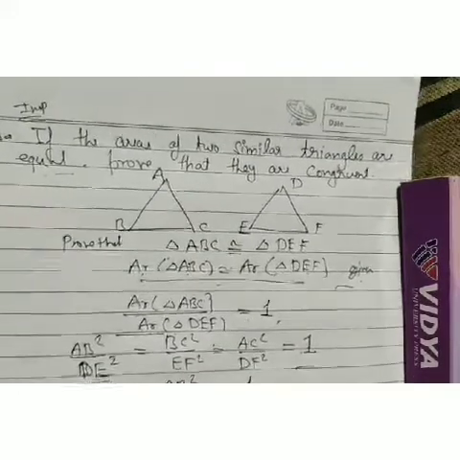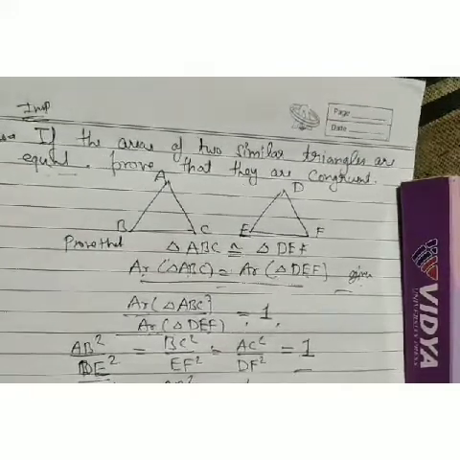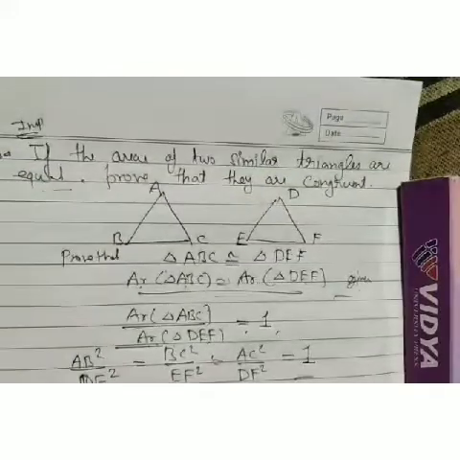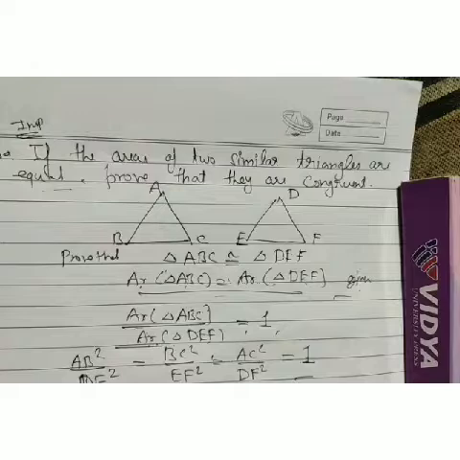I'm going to explain this problem again. What we have given is that if the areas of two similar triangles are equal, we have to prove that they are congruent triangles. Then what do we do? We have the given part: area of triangle ABC equal to area of triangle DEF. Then we divide both sides by area of triangle DEF.